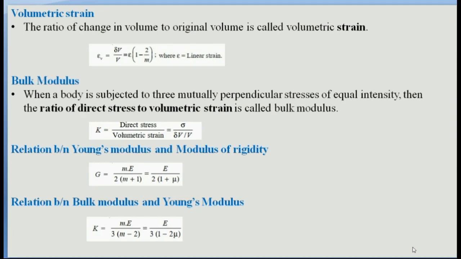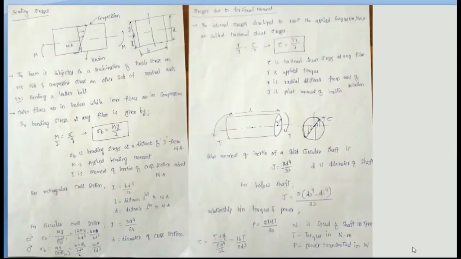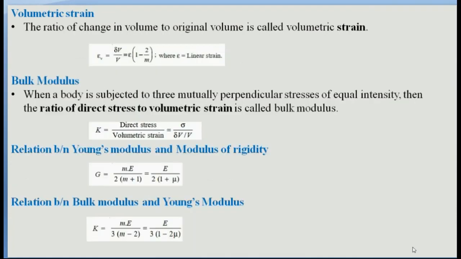Next, relations between the moduli: Young's modulus, shear modulus. That is, G, the rigidity modulus, is equal to m into E by 2 into m plus 1, or if it is written in terms of Poisson's ratio, instead of writing 1 by m, if you write it as mu, so E by 2 into 1 plus mu. Relation between bulk modulus and Young's modulus, that is K is equal to E by 3 into 1 minus 2 mu.